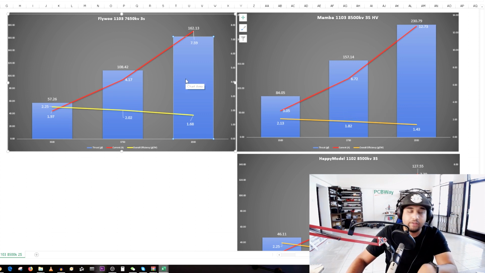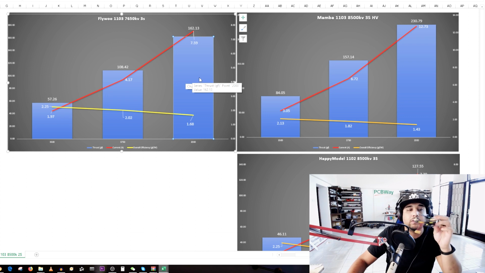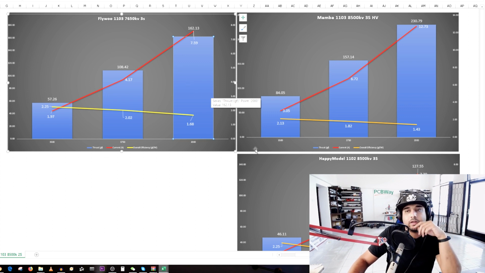I actually really love the Flywoo 7650kV. I've put them on an iFlight, this one that I burnt the motors on before, and it flies really great. I freaking love it. I don't even know if I released a video. I should release a video on that. They're really great motors and they handle a nice beating, so that's also a nice thing here.